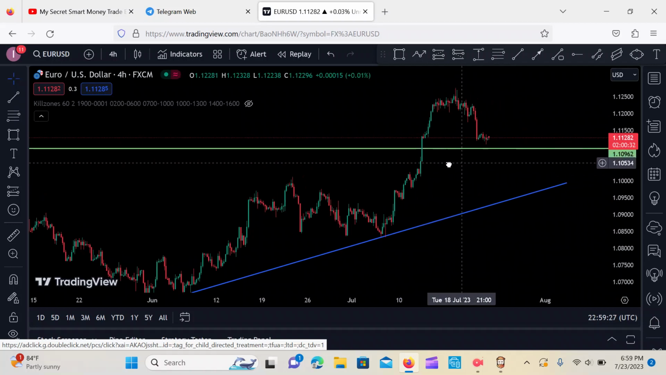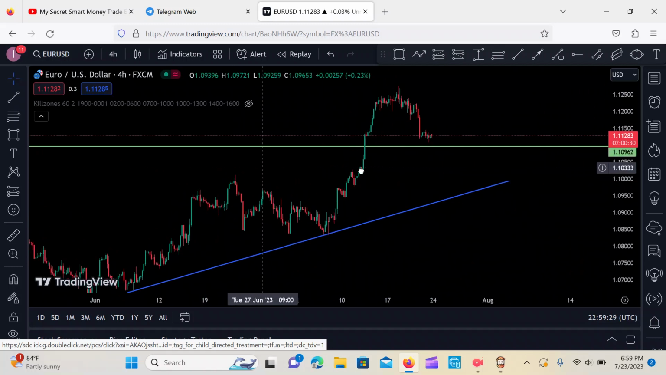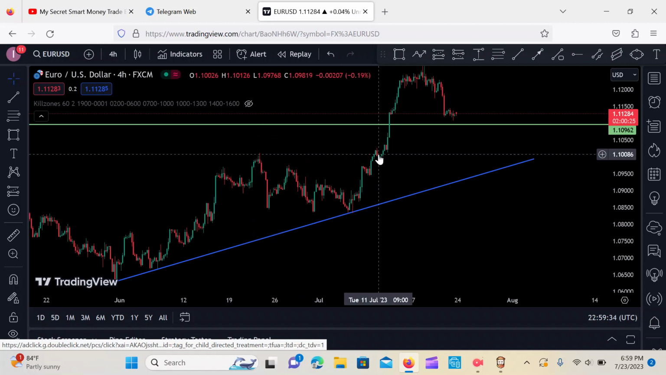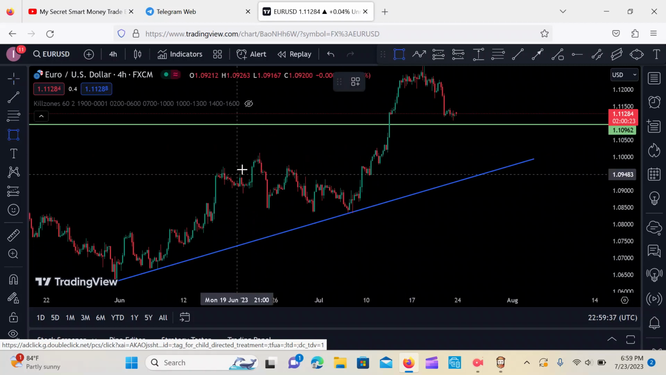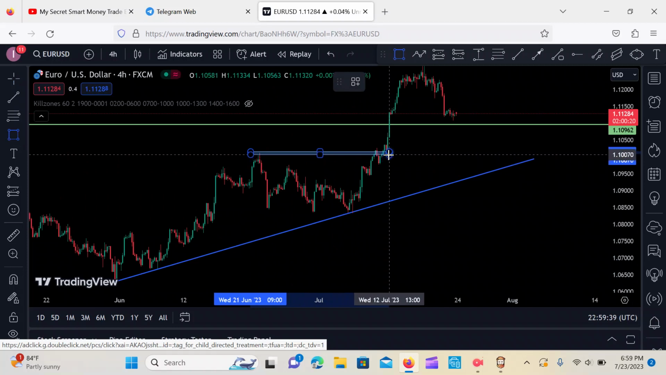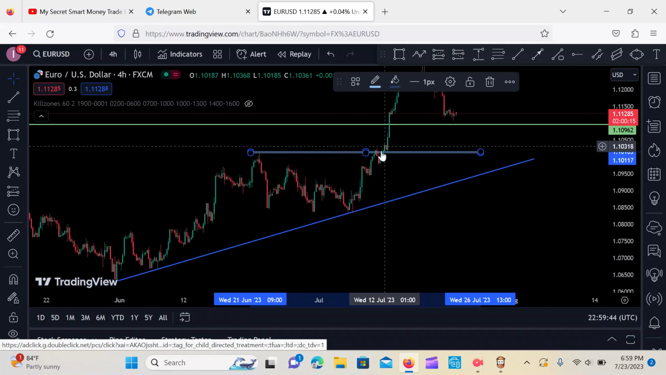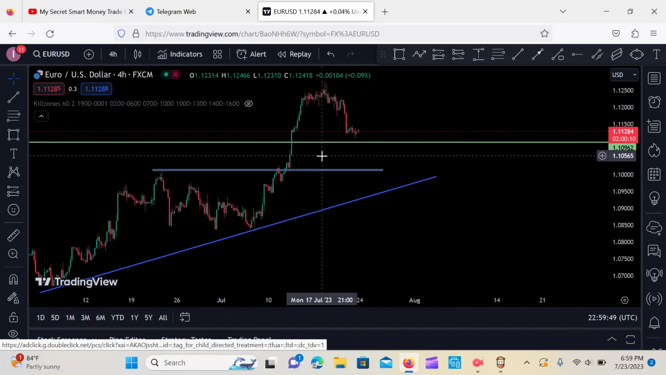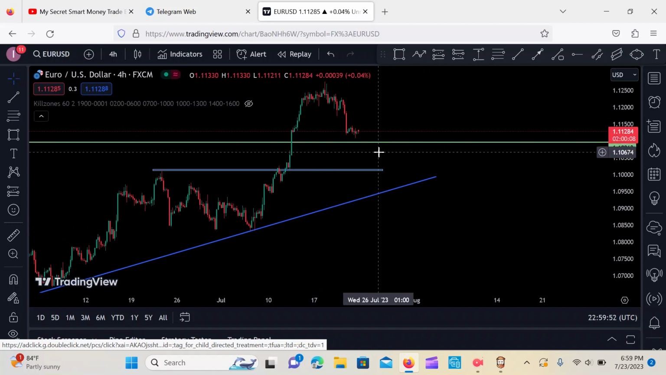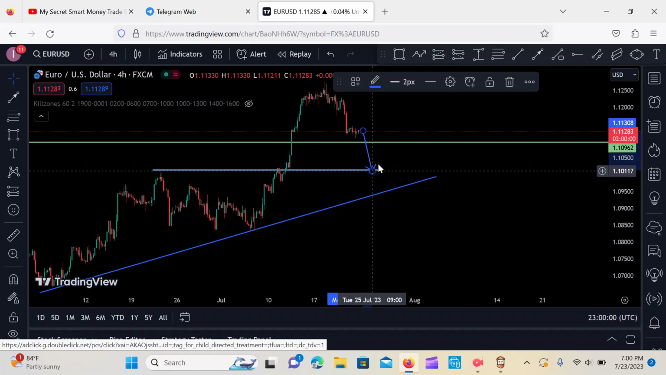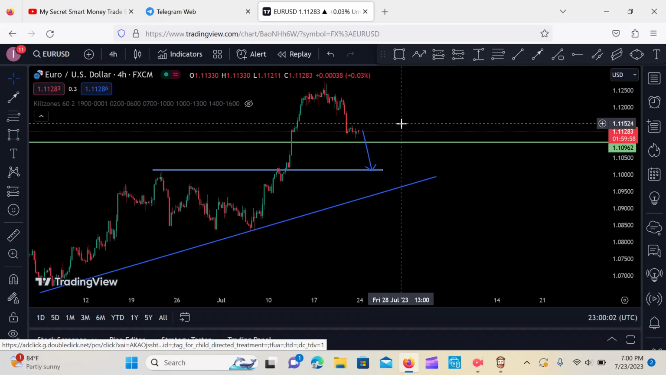One other thing is this: we have a resistance level here, which price broke to the upside, and price made a mini retest back to the level. Price made a mini retest back to the level here. So what I'm saying in essence is, my expectation is for price to come down here before pushing back to the upside.